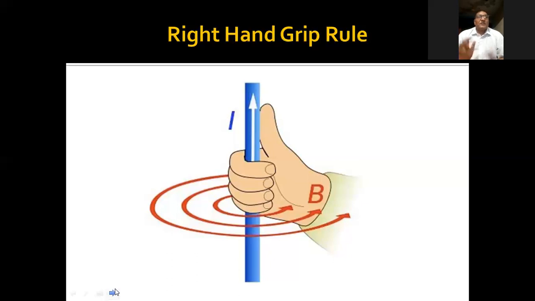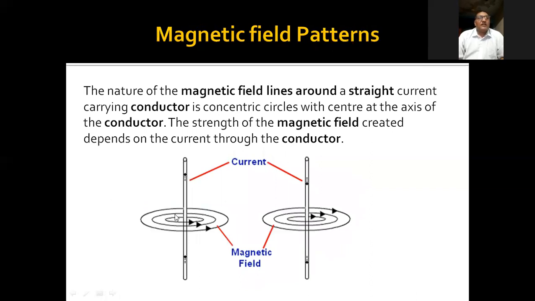Okay, so here we go. Here we have, in the last diagram, when the current was going upward, the direction of the magnetic field was anti-clockwise. When the current was going downward, the direction of the magnetic field around that conductor was clockwise.